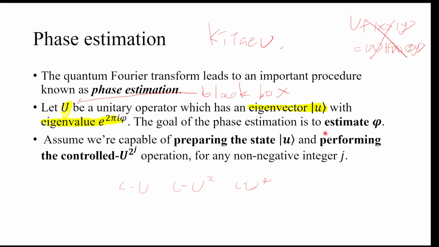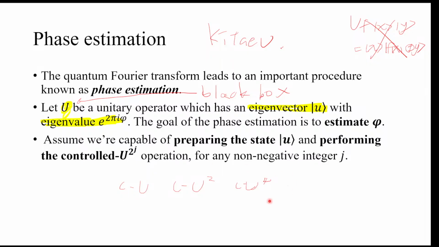Here there is an assumption. We assume that we are given a copy of this eigenvector u, or, a stronger assumption, that you can prepare this u. Also, you are actually not given this U as a plain black box. We give you something stronger: we give you control U, and also control U to the many times. Technically you get control U to powers of 2, but this will be a bit more natural.